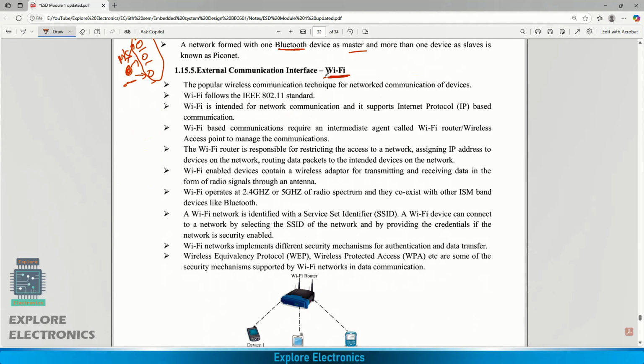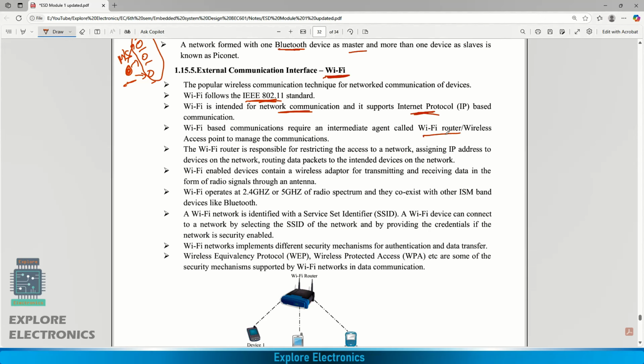Then comes Wi-Fi. Wi-Fi, in the sense, is wireless fidelity, means wireless internet we can say. This has the standard IEEE 802.11. Okay, it is a popular wireless communication technique. This requires a network communication, especially with respect to IP. It works on IP communication, means every device will have an IP set. Then depending on that, it will communicate.